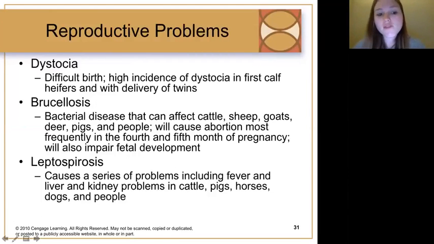So there can be lots of reproductive problems, tons. These are just a couple that I wanted to point out. But there can be problems at any point in that process. There can be problems during mitosis and meiosis and how the cells divide. There can be problems during how fertilization happens. There can be problems in transport to the uterus, all kinds of problems.